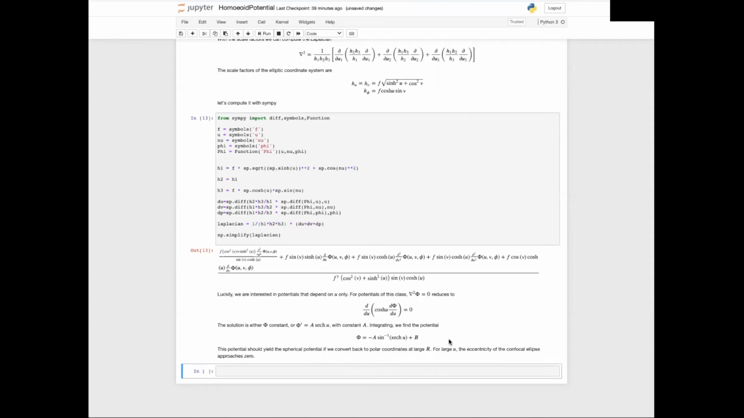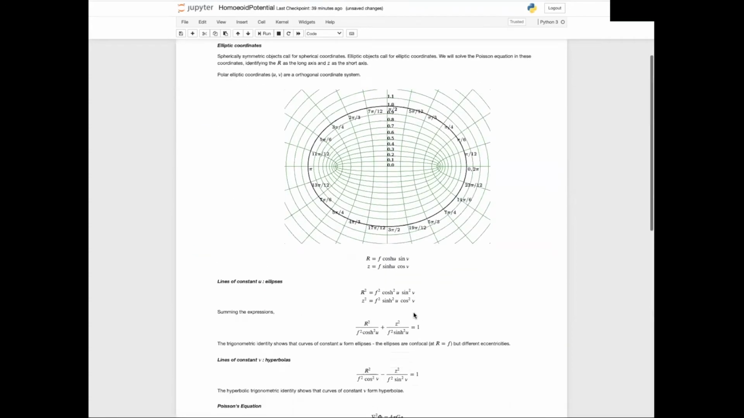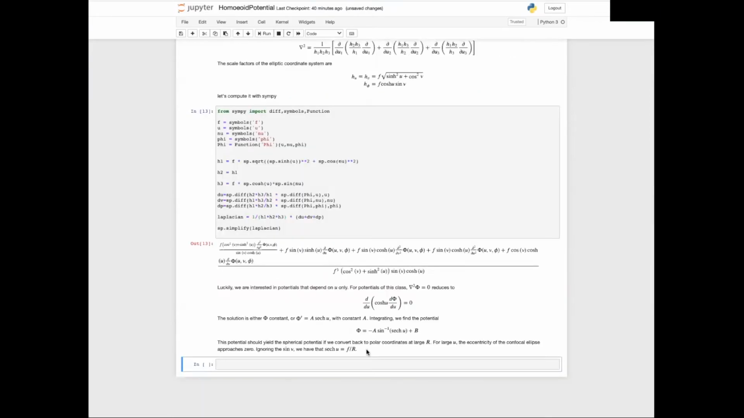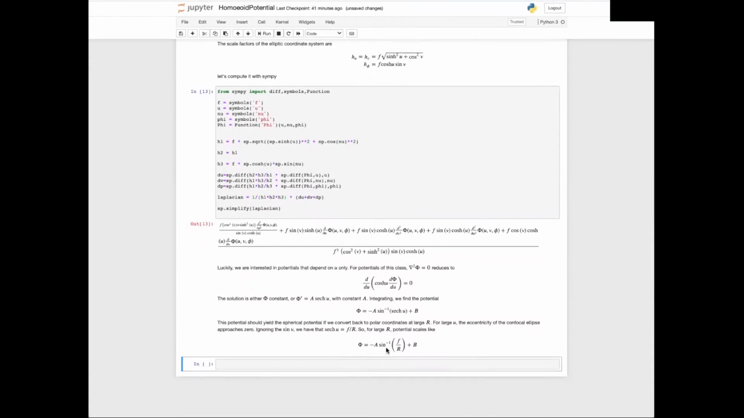Now let's see the definition of u here. So this is the definition of R and z in terms of u. Let's see the r. If we ignore here the sine nu, say that we are on the z-axis, so that sine nu is equal to 1, then we have that the hyperbolic cosine of u is r over f. So the hyperbolic secant is f over r. So at large r, the potential will scale like the arcsine of f over r plus b.